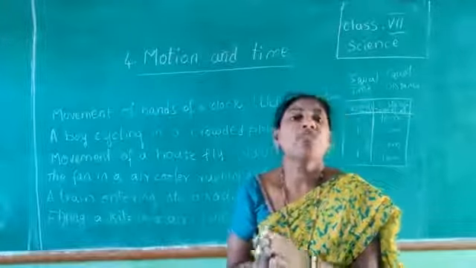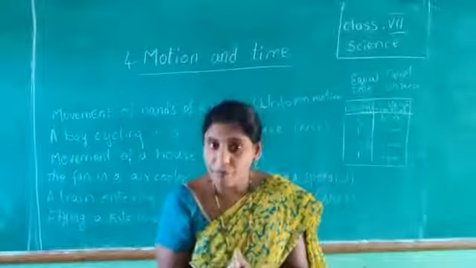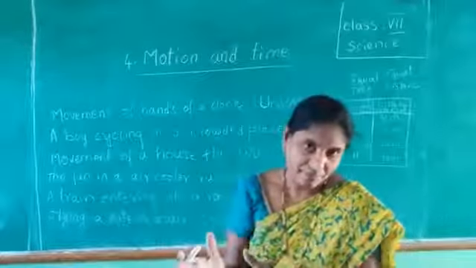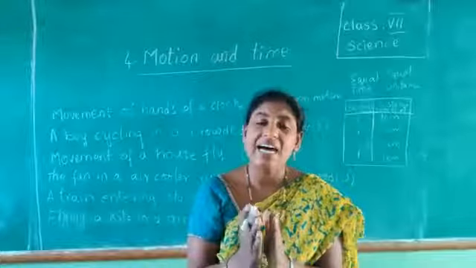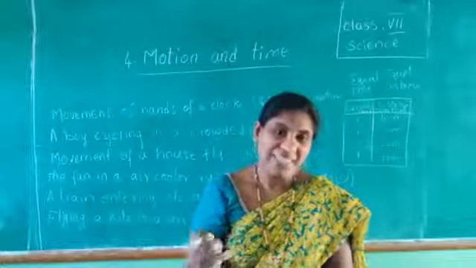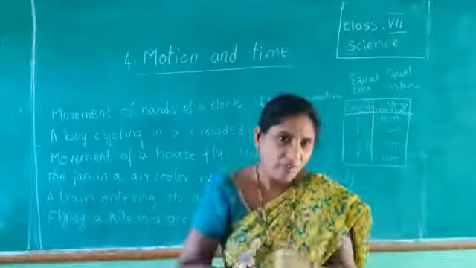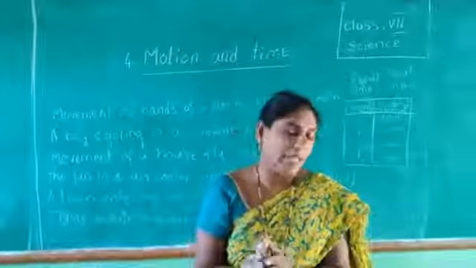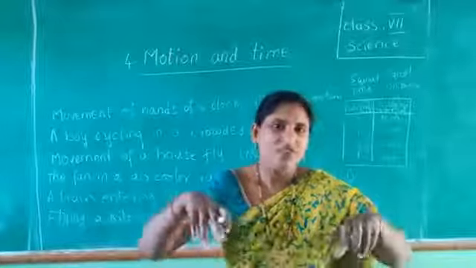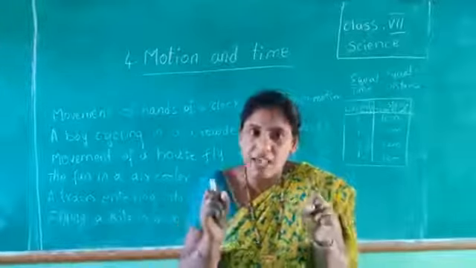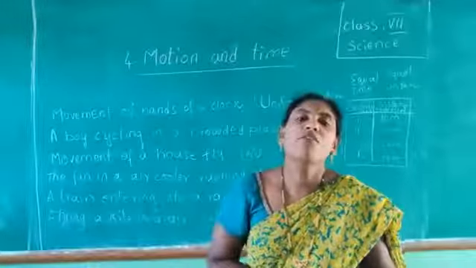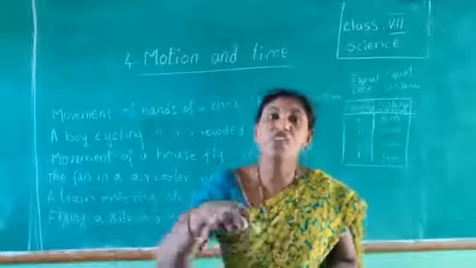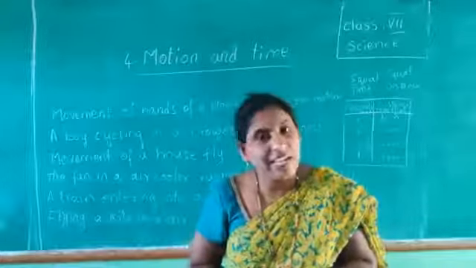Why? Because all of a sudden the train will not stop. He has to slowly decrease the train's speed, not all of a sudden. He should not apply a sudden brake. Even on a cycle, when you are moving very fast, if you apply a sudden brake, what happens? You may fall. So we should not apply any sudden brake. You are supposed to decrease your speed, then apply the brake.